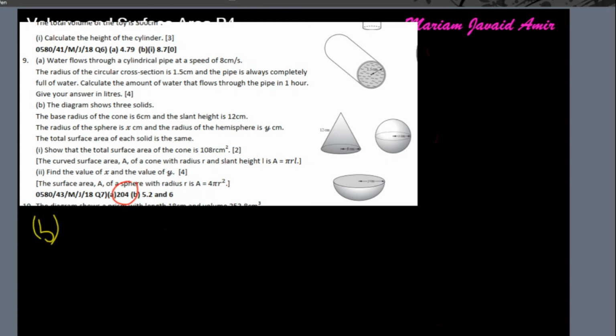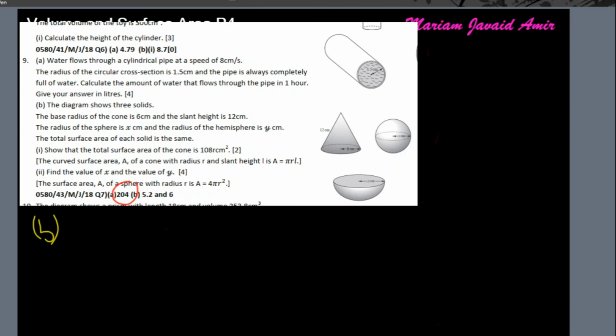The diagram shows 3 solids. The base radius of the cone is 6, the slant height is 12, the radius of the sphere is x, the radius of the hemisphere is y. The total surface area of each solid is the same. Part 1: show that the total surface area of the cone is 108 centimeters square.